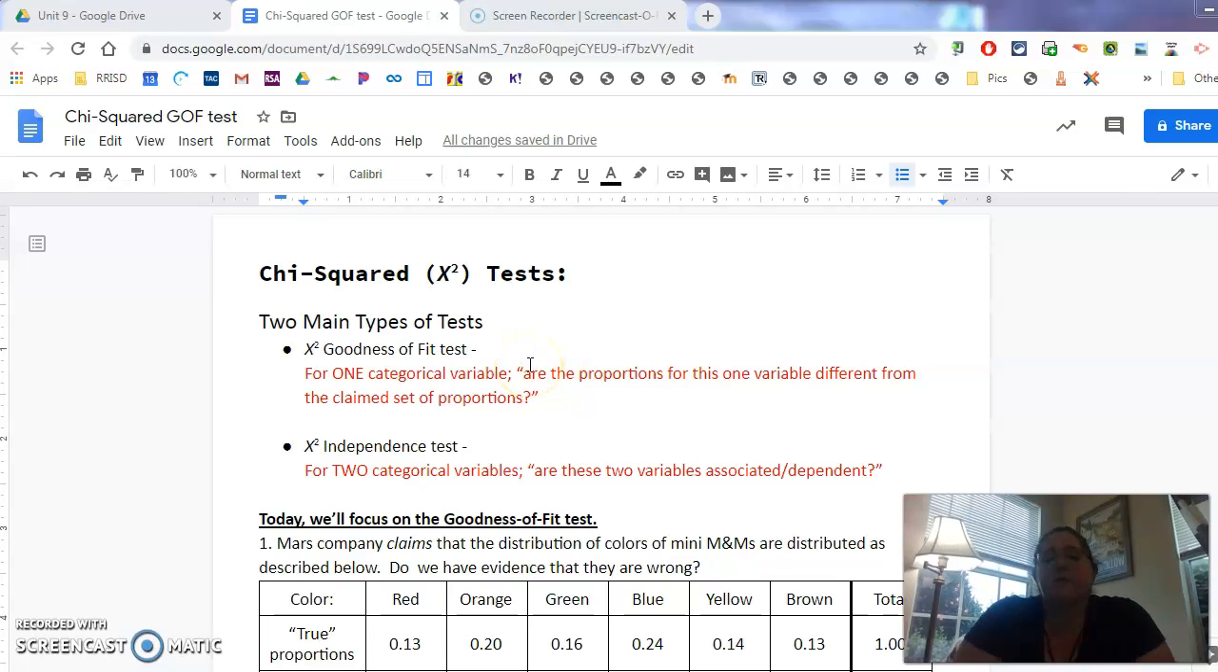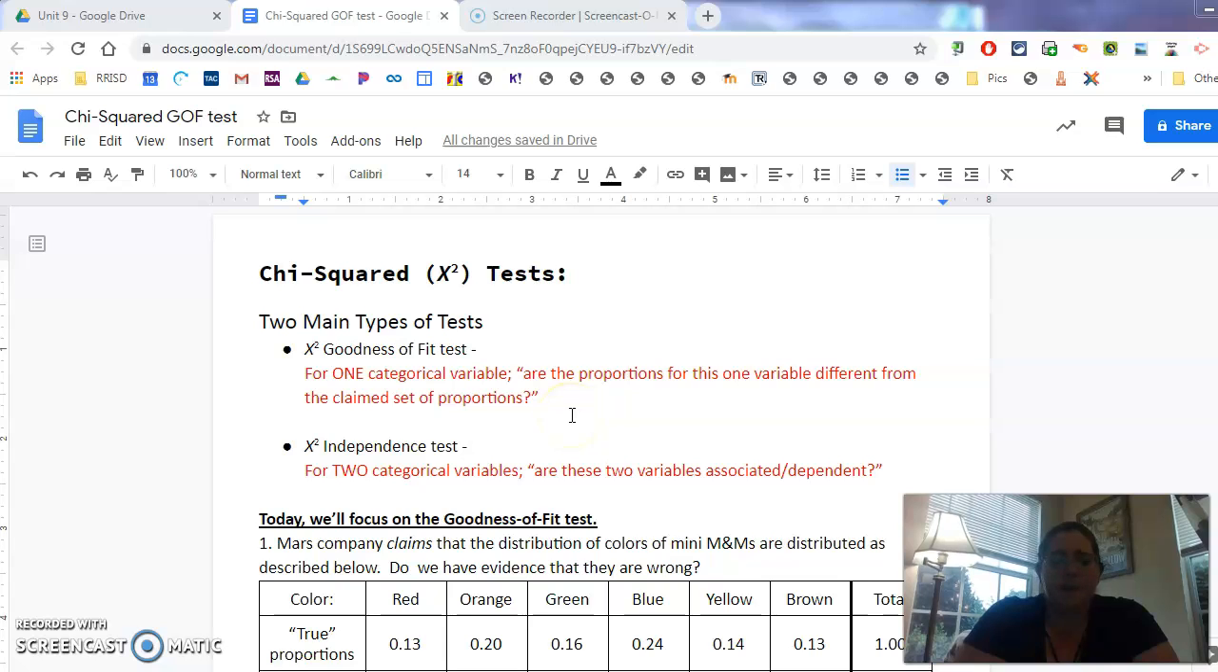But there were two main types of chi-squared tests. Goodness of fit is when you have one categorical variable, and we're asking questions like, are the proportions for this one variable different from the claimed set of proportions? Whereas a chi-squared test of independence is looking at two categorical variables. So are these two variables associated with each other, or are the two variables dependent or independent or something like that? But that's kind of the big thing, is looking at, do we have one variable or two?